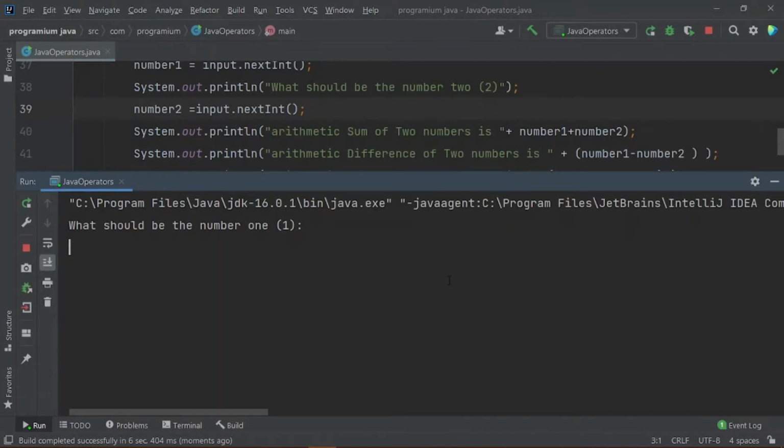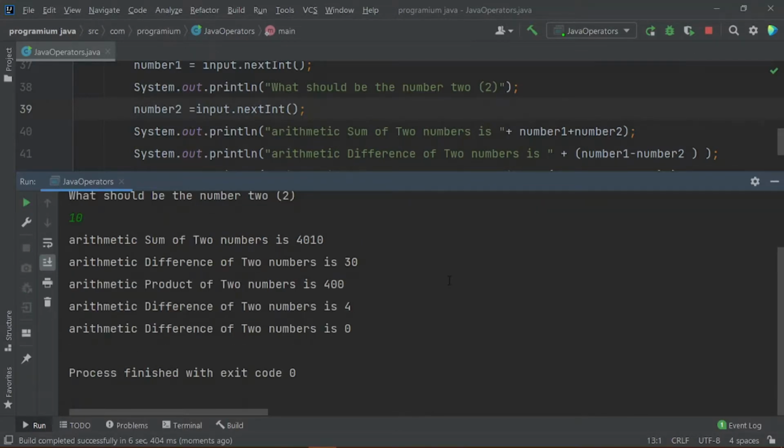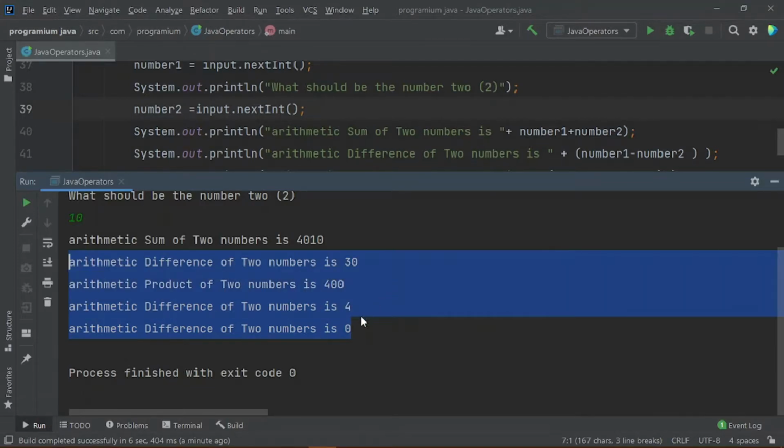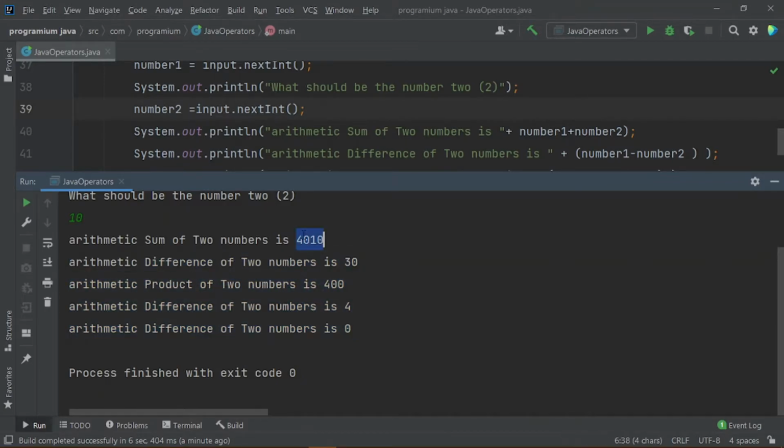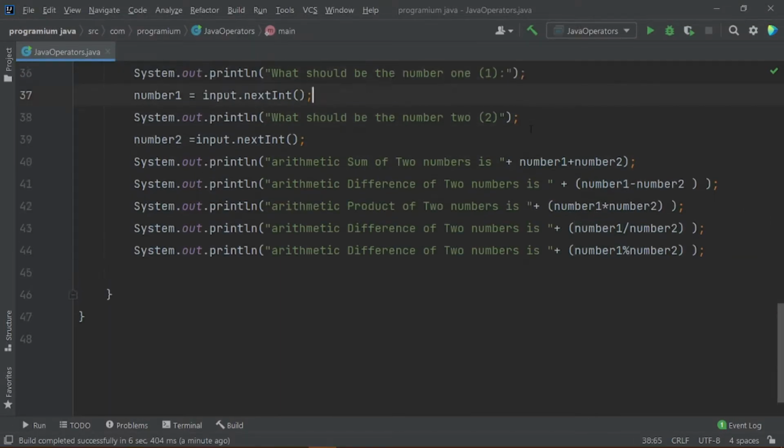What should be the number 1? I would say here 40, and what should be the number 2? I would say here 10. Arithmetic sum of two numbers is 50, difference is 30, product is 400, division is 4, and modulo is 0. So these 4 lines are our expectations. So we got results according to our expectations, but where did this 40 and 10 come from? Actually, let me tell you one more thing here.